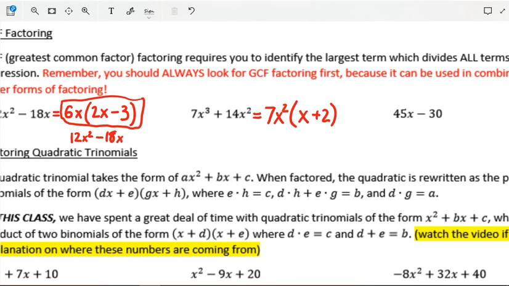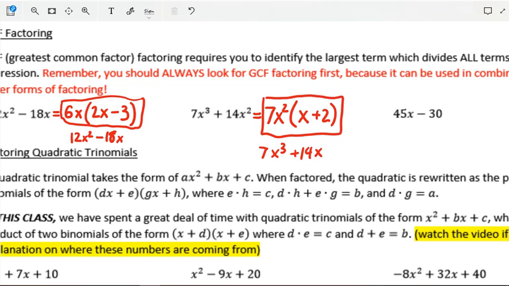And once again, if I distribute this out, 7x squared times x gives me 7x cubed. And then when I distribute 7x squared times 2, that gives me plus 14x squared. So again, that's just a quick way to check your work.